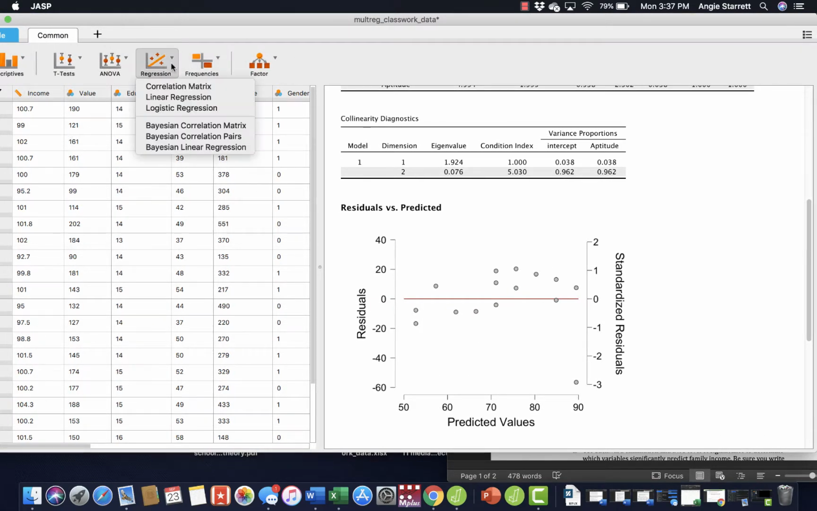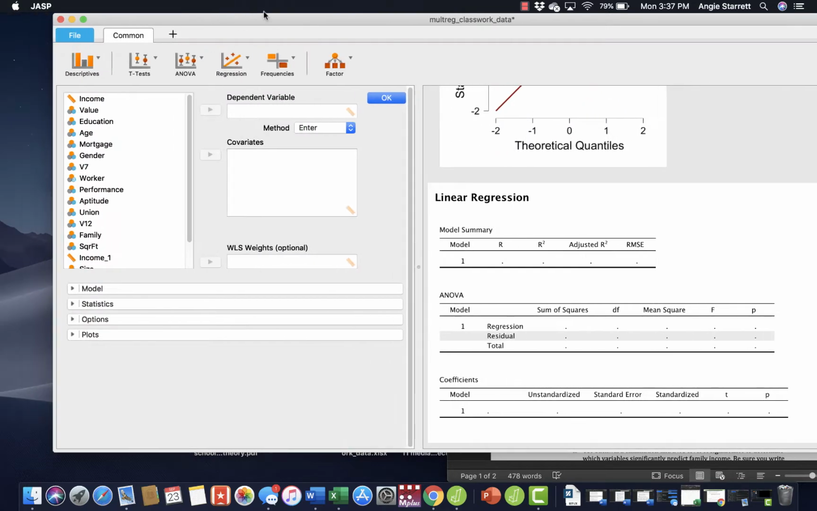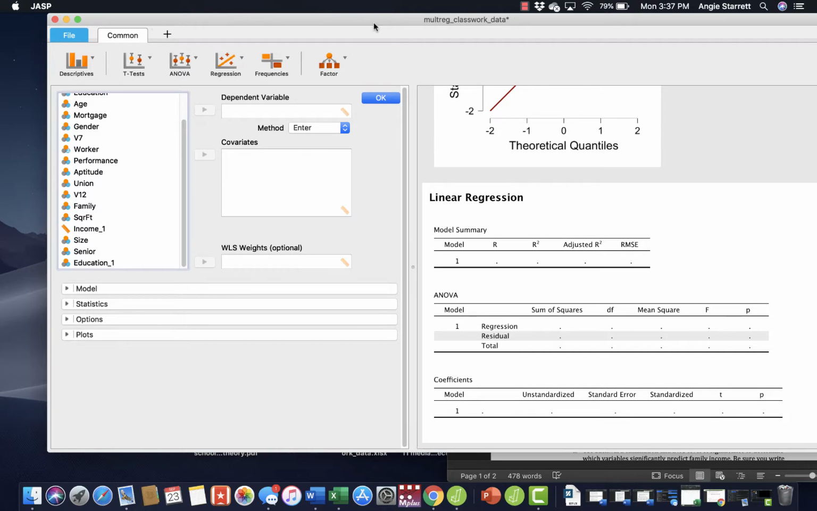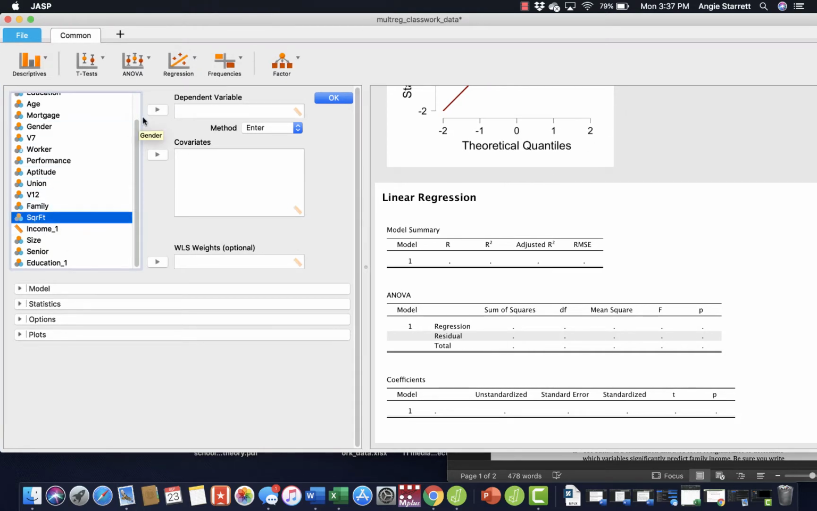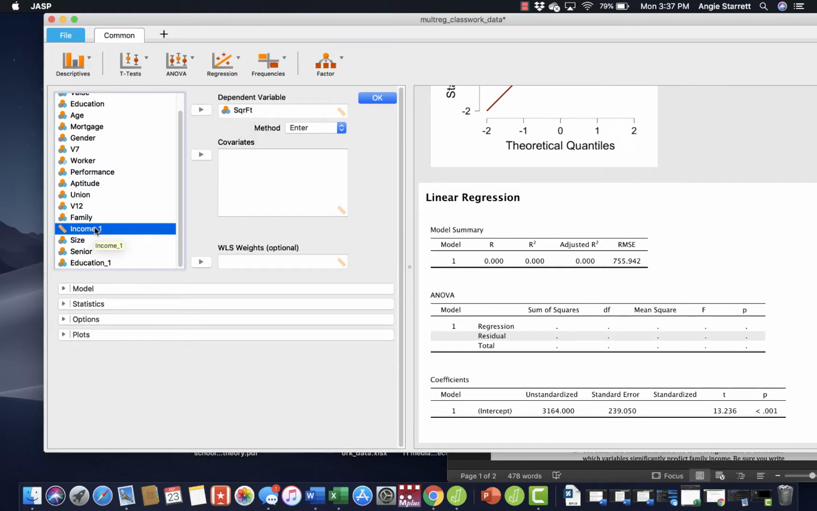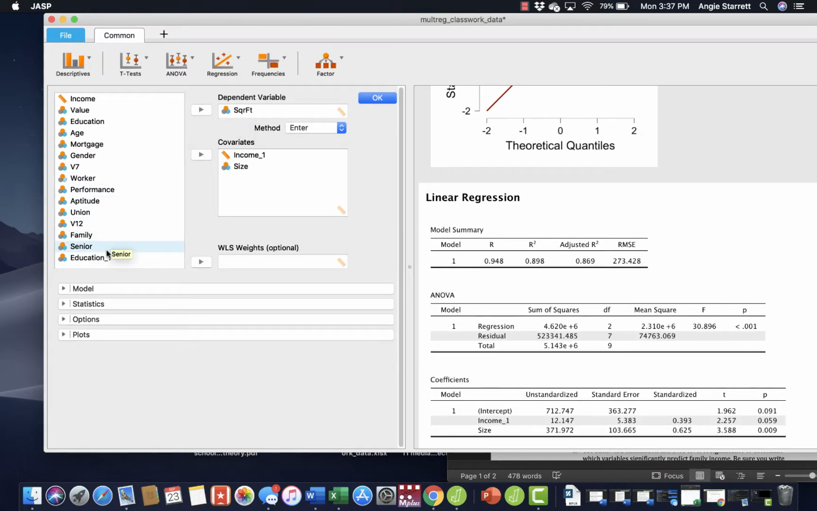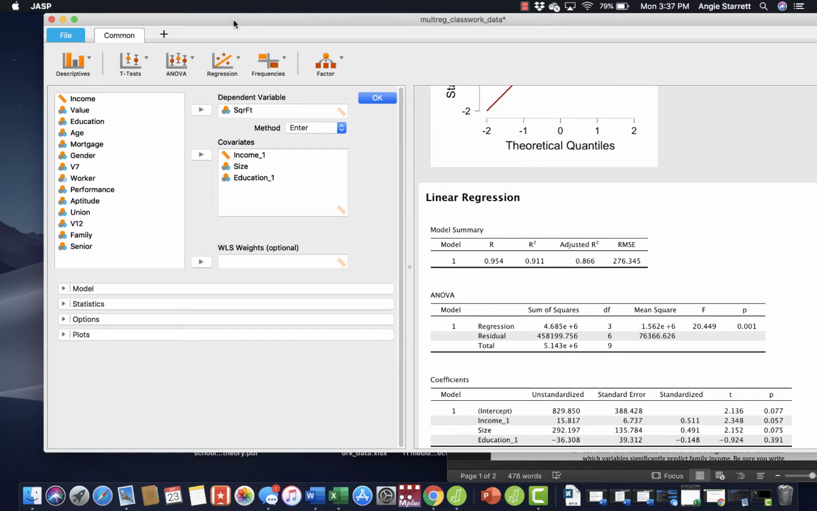All right, so let's go into our linear regression. All right, so looks like here's our information. We've got family, square feet, income, size, senior, and education. So we want to predict the square footage of the house from income, size. We can't include senior because it is qualitative. Education.